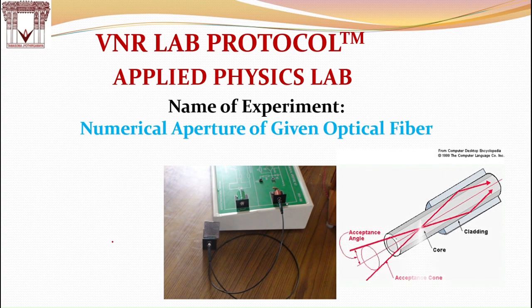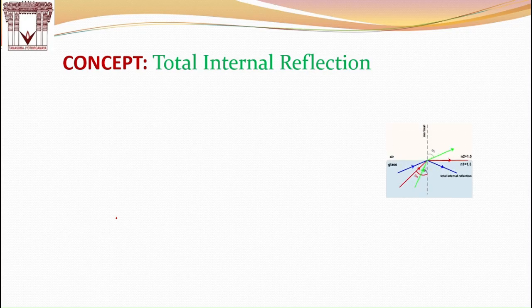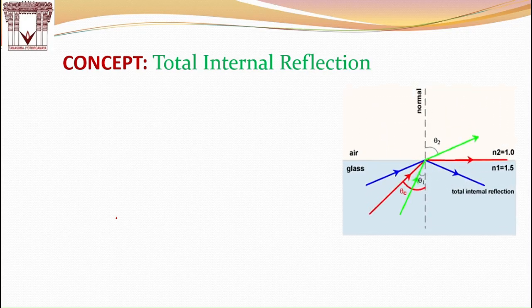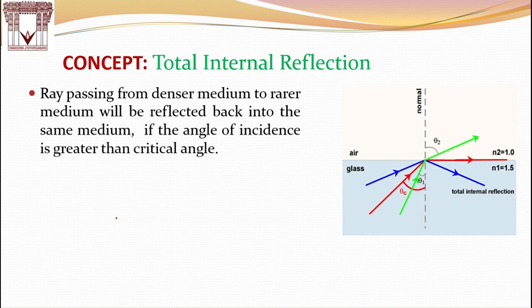In this regard, today we'll see one important and interesting experiment, the numerical aperture of a given optical fiber. For that, we'll see the concept first. The concept is total internal reflection. Total internal reflection happens when a light ray passing from an optically denser medium to an optically rarer medium is reflected back into the same medium when the angle of incidence is greater than the critical angle.